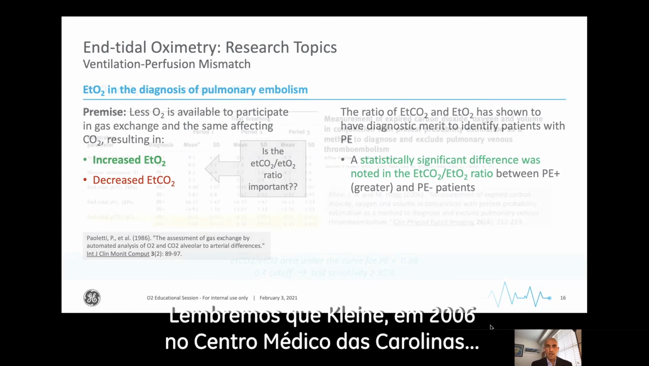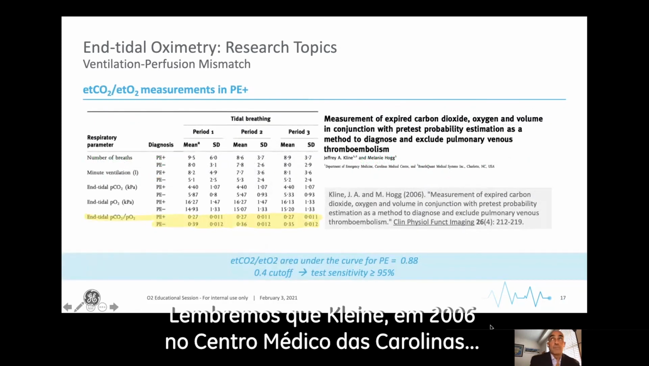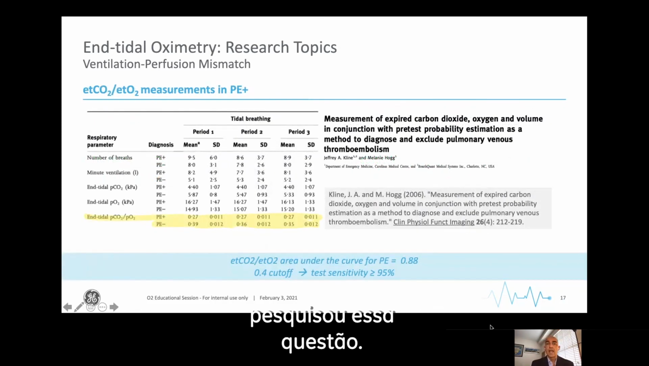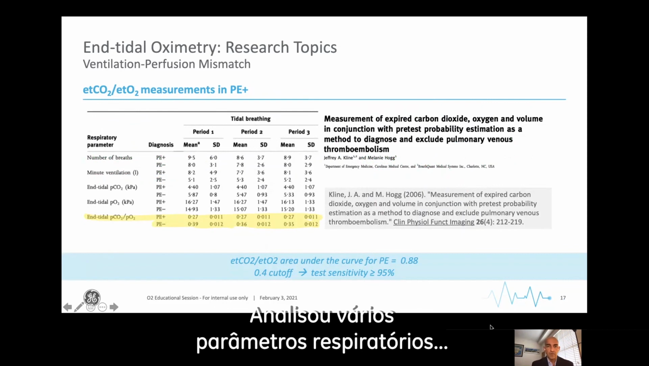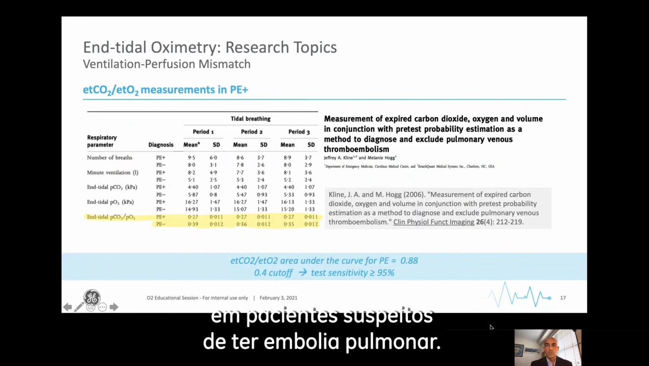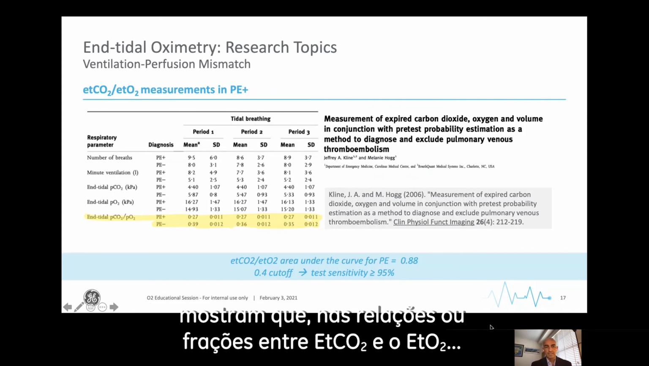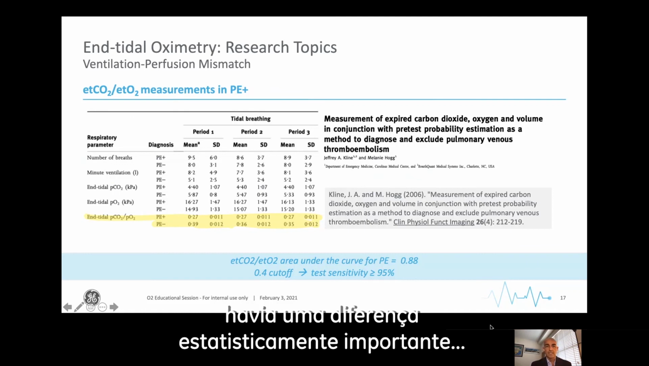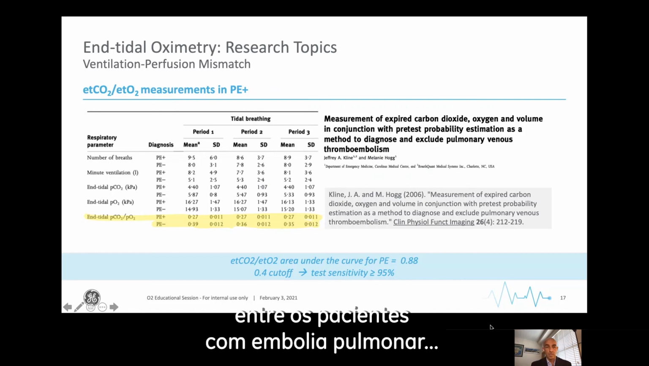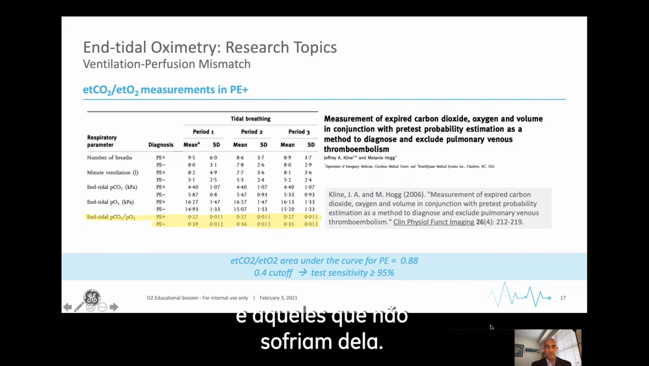Interestingly enough, Klein, back in 2006 at Carolinas Medical Center, actually did a study on this, looking at various respiratory parameters in patients suspected of having pulmonary embolisms. The lines highlighted in yellow at the bottom show that for the end tidal CO2 to end tidal O2 ratios or fractions, there was a statistically significant difference between those patients that had a pulmonary embolism versus those that did not.